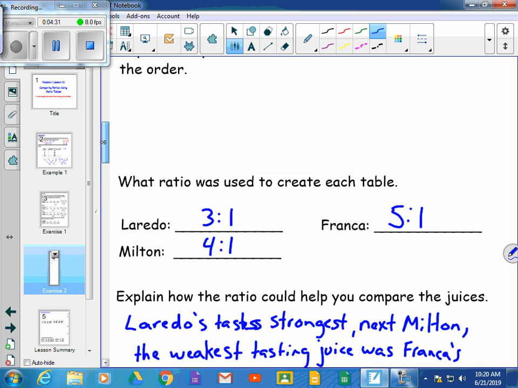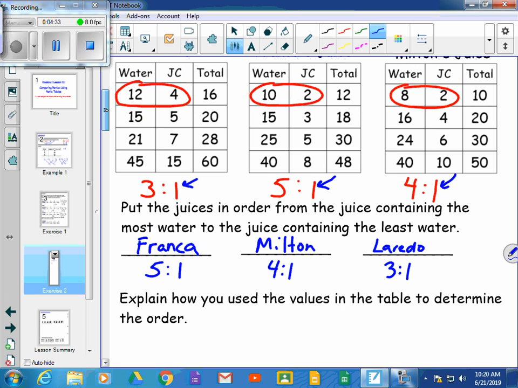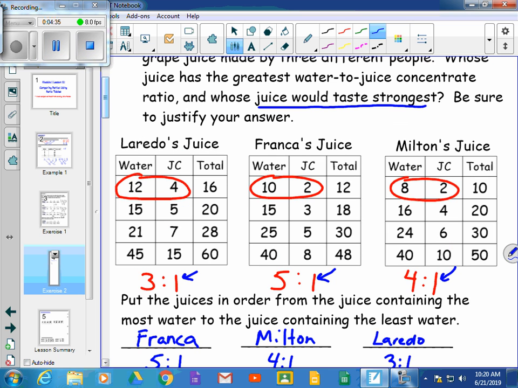So once we simplify the ratios and get a common term in the same exact spot, we can use those ratios to compare.